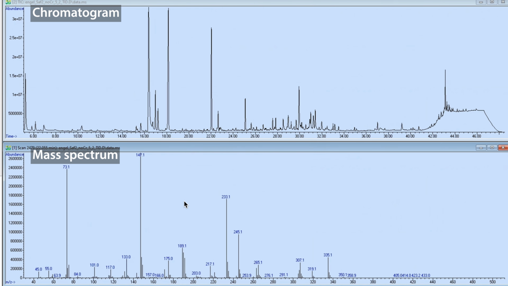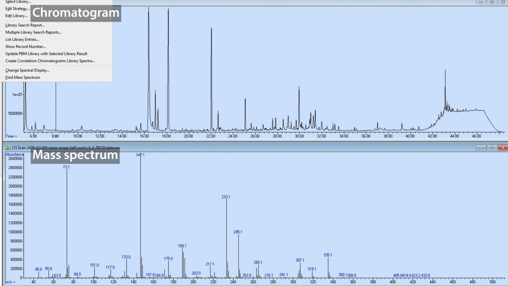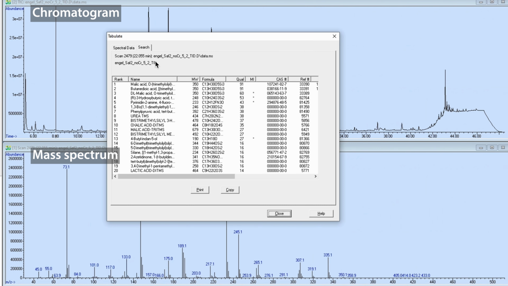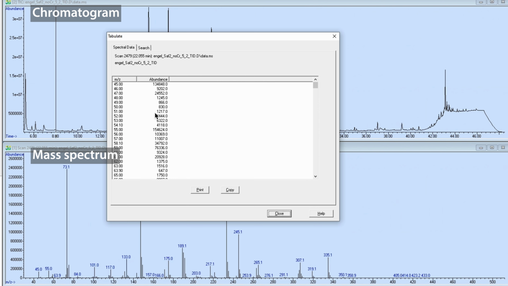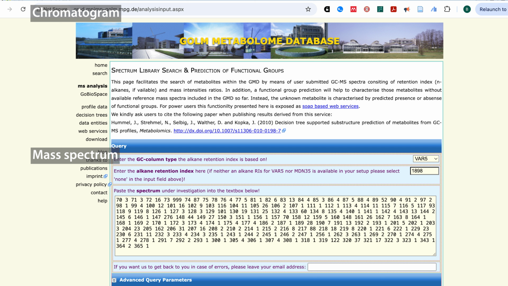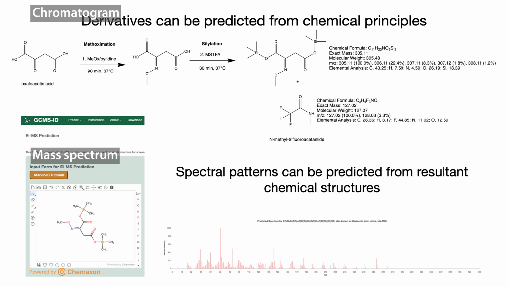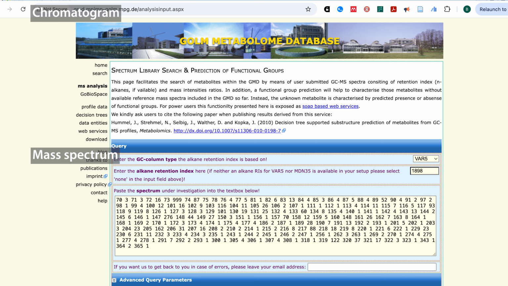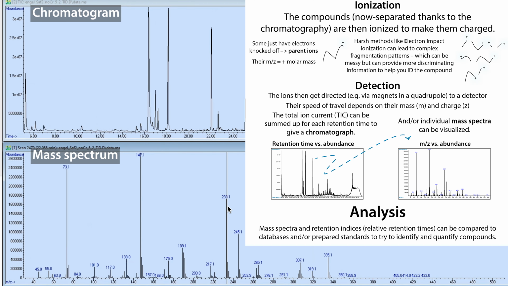You can also come over here, and if you go to spectrum, tabulate, and search, you can see an even longer list. And if you go to spectral data, you get the abundance for each of the m/z ratios. You can copy this, and if the software couldn't identify it, you can then go search in a database that could. There are some good tools online, and you can also predict the spectra that you would expect for a compound that isn't in the database using tools like GCMS ID. Various tools, GOLM is good for if you're trying to identify a compound, lots of cool stuff. But anyway, that's how you can get the data from the spectra.